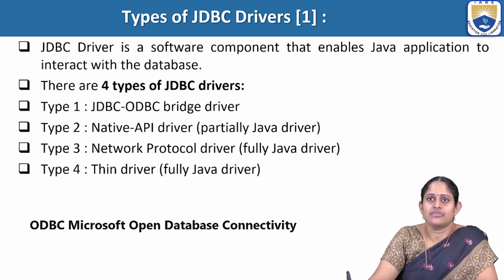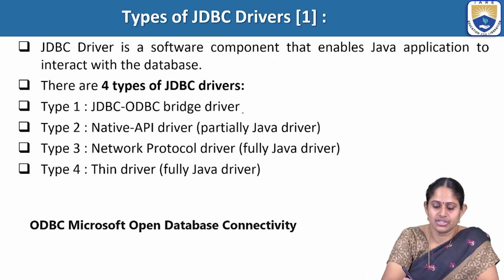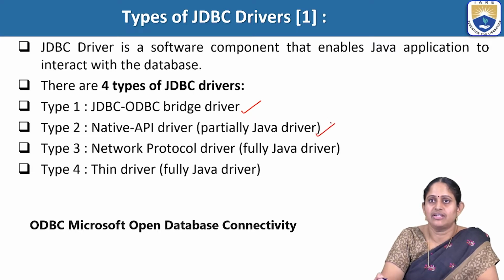There are 4 types of JDBC driver. Type 1 is the JDBC-ODBC bridge driver. Type 2 is the partial Java driver, which is the native API driver. The third is the network protocol driver, or fully Java driver. And type 4 is the thin driver, which is a fully Java driver.